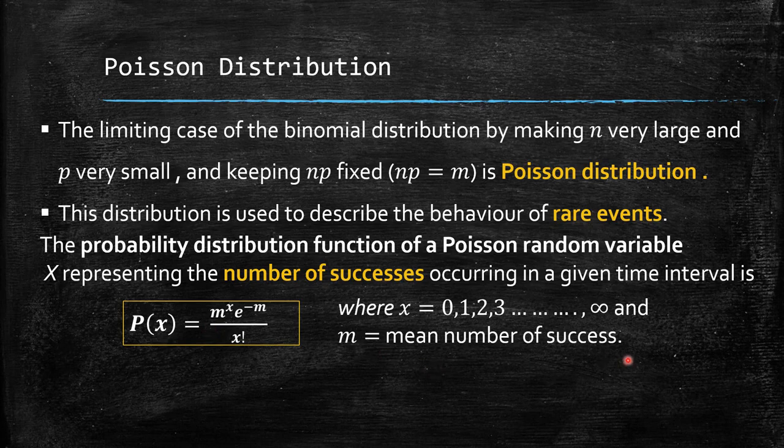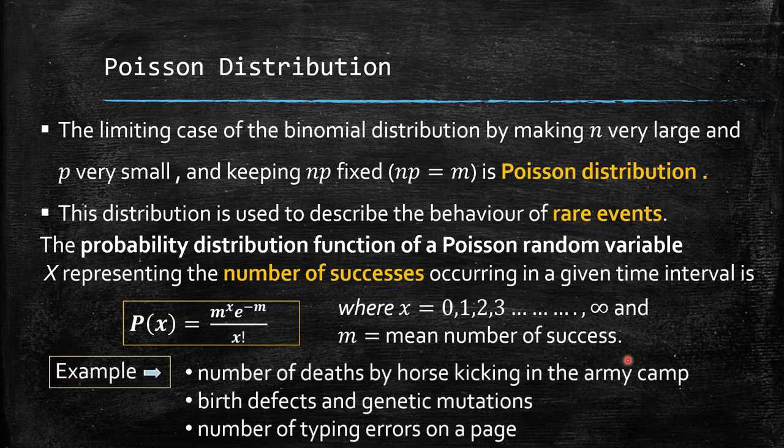Examples of the Poisson distribution are the number of deaths by horse kicking in an army camp, birth defects and genetic mutations, and the number of typing errors on a page. All of these are rare events. This is possible if we take the number of trials large, but the probability of occurrence is very small. That means n tends to infinity and p is negligibly small, almost close to 0.